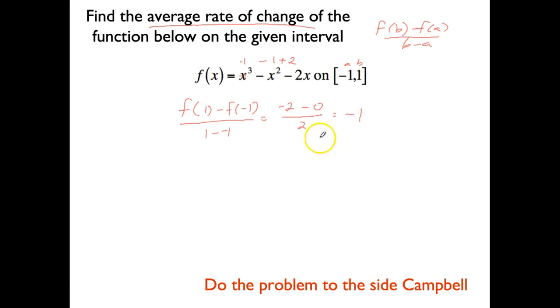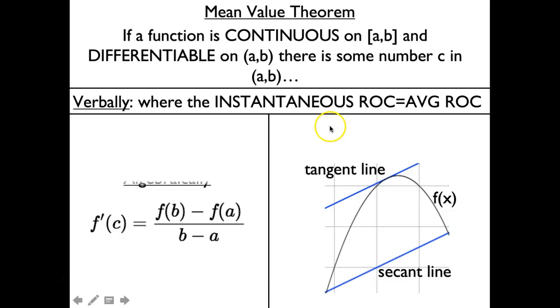Okay, let's go to the next slide here. I'm going to teach you guys what the mean value theorem is. What I would do is write down what the average rate of change was for this. It was negative 1 because we're going to need that in the future instead of having to redo it again, okay? Let's go forward. Okay, mean value theorem.